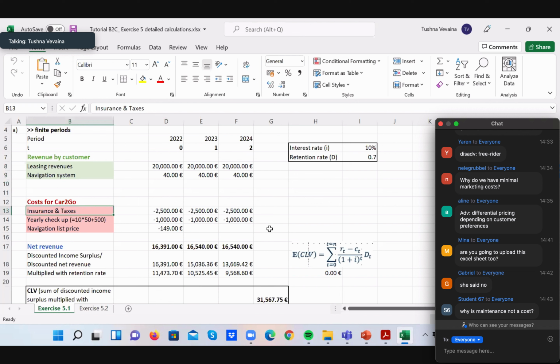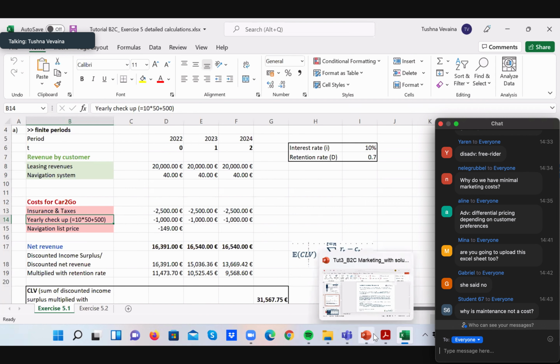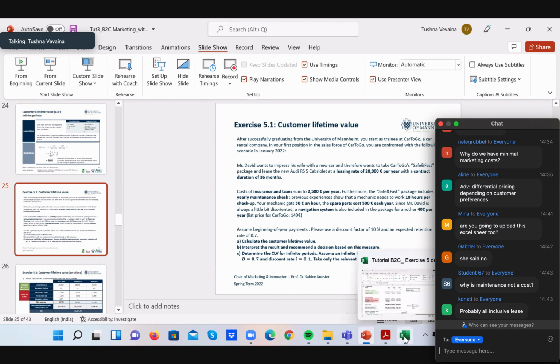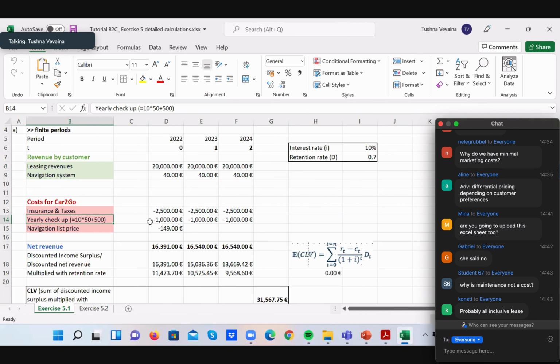And then your insurance and taxes are quite directly given, 2,500 for each year. Your yearly checkup, you do a multiplication where you've been given that you have a mechanic who's working 10 hours, who gets 50 euros per hour, so 10 into 50, and spare parts would cost 500 additionally per year, which is why you add 500. And that results in 1,000 for each year. And then, as I mentioned earlier, the navigation list price.